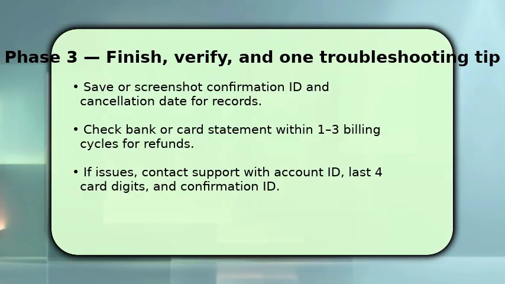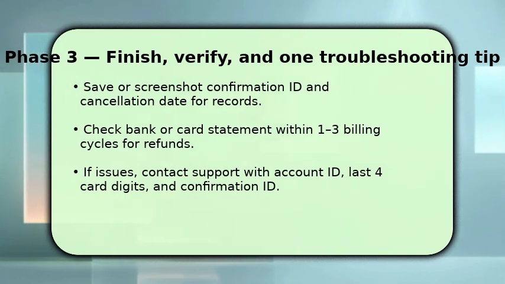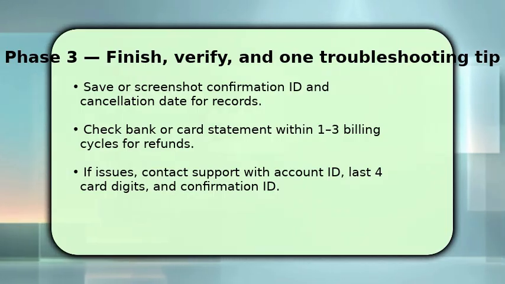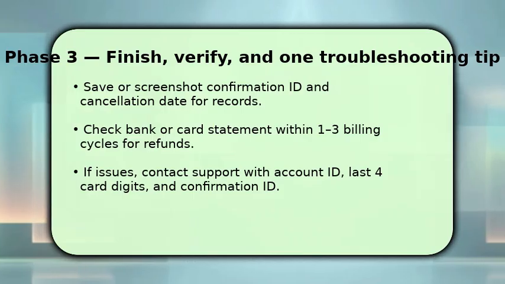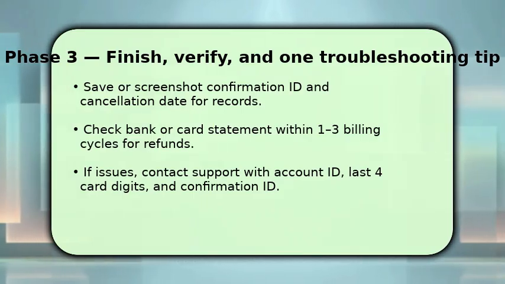Then make sure to monitor your bank or card for any refund or a stop charge over the next 1 to 3 billing cycles. If something goes wrong, contact Astroline support immediately. Provide your account ID, the last 4 digits of the card, and the confirmation ID. This speeds resolution and prevents unwanted charges.